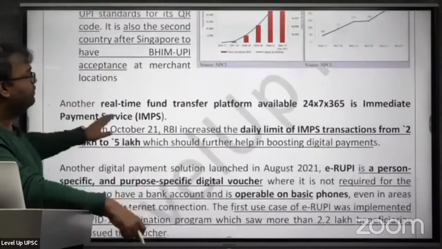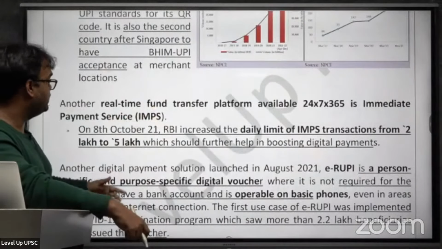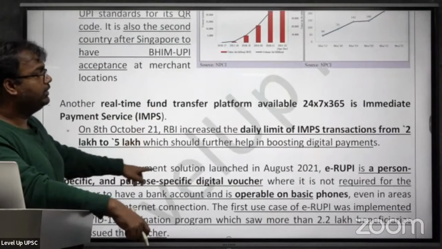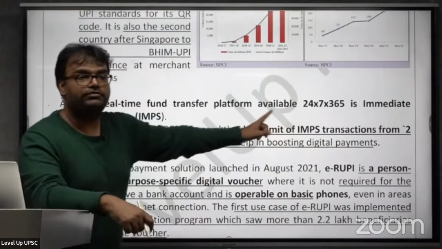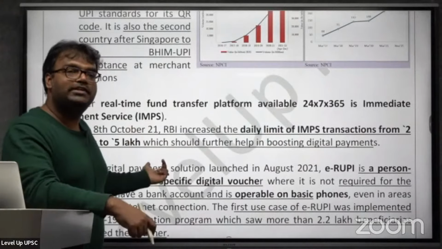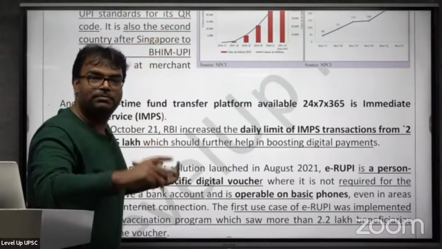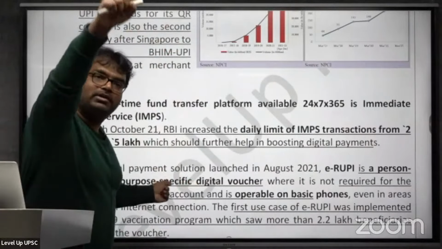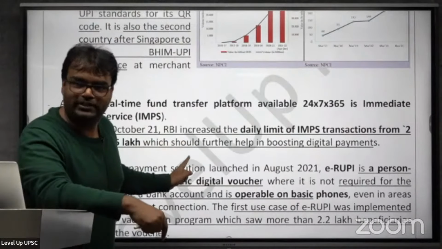Another real-time fund transfer mechanism is the IMPS mechanism. And in October 2021, the daily limit for IMPS transactions was increased from 2 lakh to 5 lakh. After this increase happens, UPI can increase its limit because UPI has been built over it. So in December, UPI increased it to a 5 lakh rupees daily transaction limit.